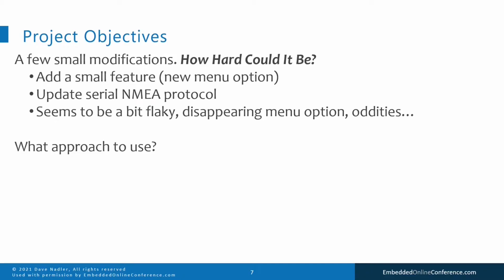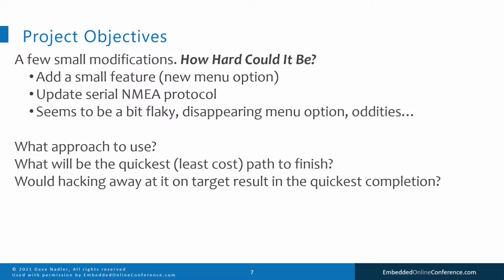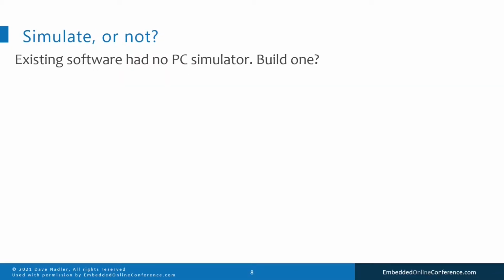So what approach to use? How to approach modifying the firmware for this thing? What is going to be the quickest way and the least cost path to finish? The default is to keep hacking away at it on the target hardware the same way the original developers did. I have the debug pod, but even if I had it set up and the IDE all ready to go, it might be a bit hard to track down some of the flaky problems on the target hardware. One of the first questions we ask is, should we simulate this on the PC or not?